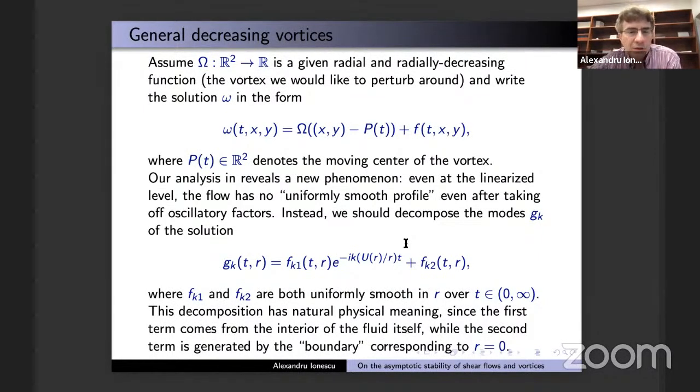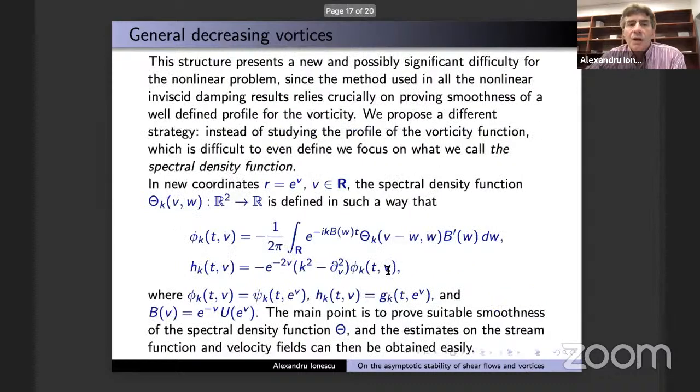One cannot hope to have the same kind of proof that we're able to arrange in the quiet flow or in the monotonic shear flow where there's only one piece. And that's what I'm saying here: the fact that there are multiple oscillations presents a new and possibly significant difficulty for the nonlinear problems, because the method used in all the nonlinear Euler damping results relies crucially on proving smoothness of a well-defined profile for the vorticity. And here, given that there are at least two different profiles, they're actually more, this is at the linear level.